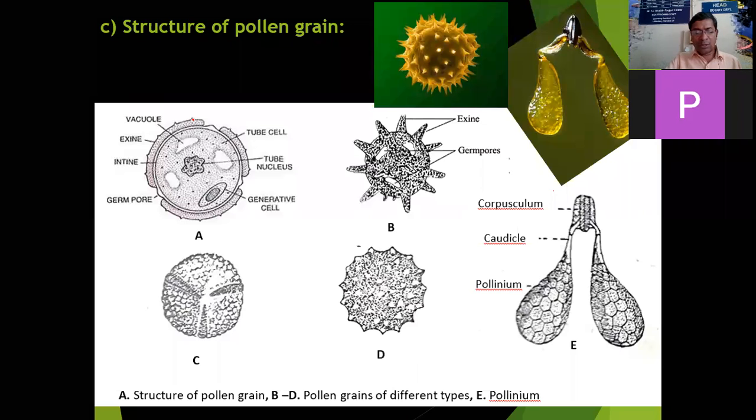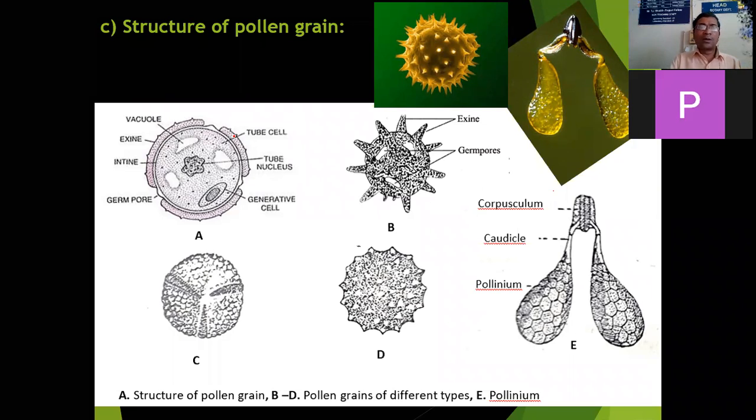Exine means outermost layer. Now, this outermost layer is a very important layer, because this layer is extremely durable. Because of its hard structure, this pollen grain becomes very tough, and in different environmental conditions, these pollen grains can survive in different unfavorable conditions also, because these pollen grains are released into the air.